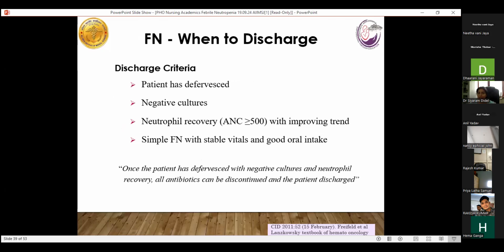The discharge criteria for FN patients are that the fever has subsided, all the cultures are negative, neutrophils are in recovery, that is more than 500, or there is an improving trend, or it's a simple FN with stable vitals and good oral intake. Other than fever, oral intake is an essential thing that should be ensured before discharging.